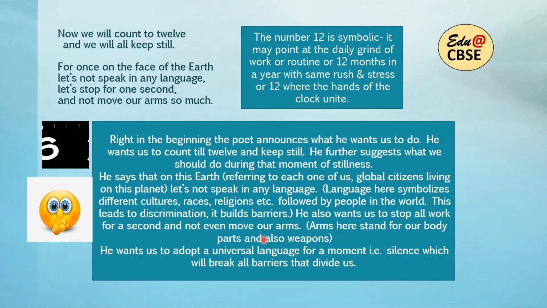Now the word arms here stands for a body part as well as for weapon. So a pun is created here. So he wants us to adopt a universal language for a moment. That is silence, which will break all the barriers that divide us. So he wants everything to be still. He wants us to be quiet so that a universal language, that is silence, is achieved. And through this, what he wants us to achieve, what he wants us to gain, let's read further.